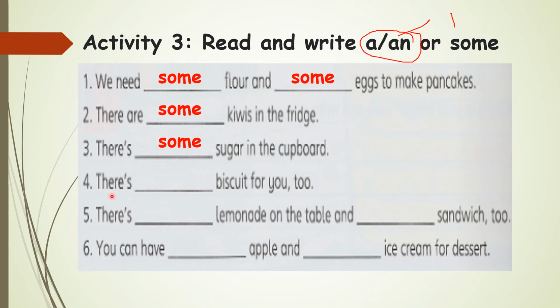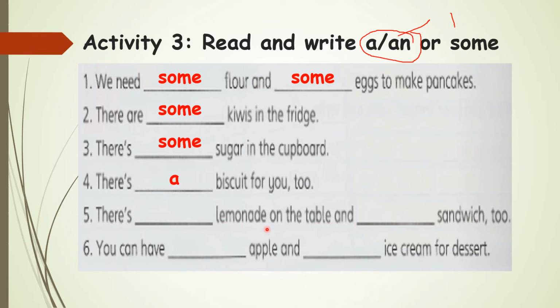Okay, next one. There's a biscuit for you too. So here, one biscuit. So we can use a biscuit. There's a biscuit for you too. Number 5. There's lemonade on the table and a sandwich too.